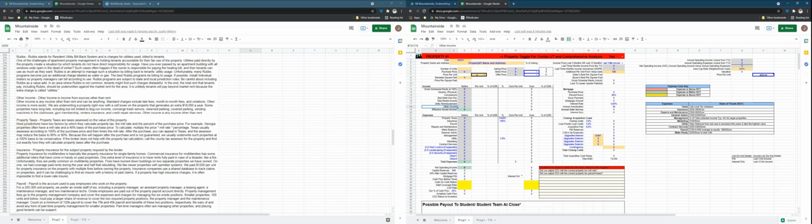So next we have property taxes. Property taxes are the taxes assessed on the value of a property. That's really as straightforward as that gets. So there are a couple of things to remember when you're dealing with the taxes. Let's go ahead and talk about that now.